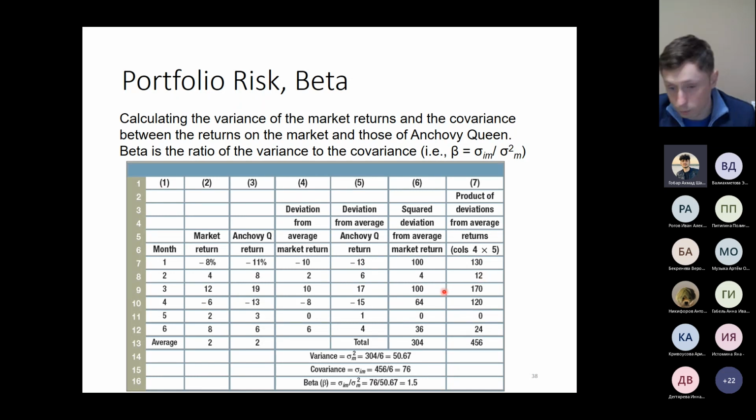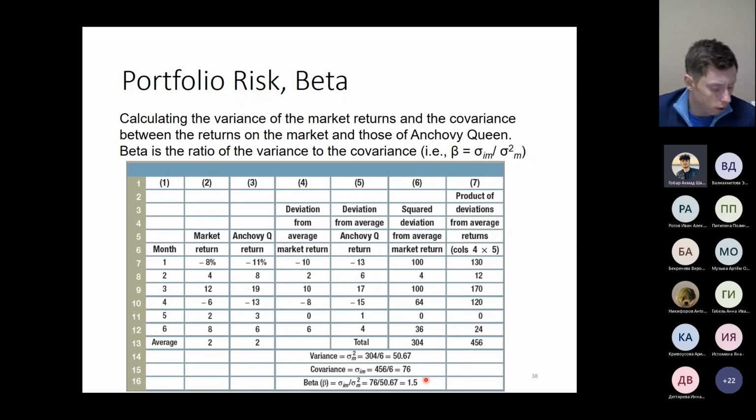Then, in order to find the variance and the covariance, which we need to estimate the beta coefficient, the variance of the market return would be the sum of the values here divided by the total number of observations. Here the number of observations is 6. The sum of the values here is 76. Then we divide one by the other, and here we have 1.5.